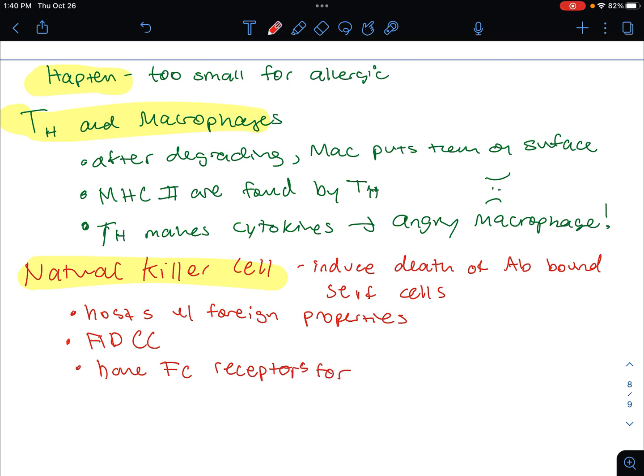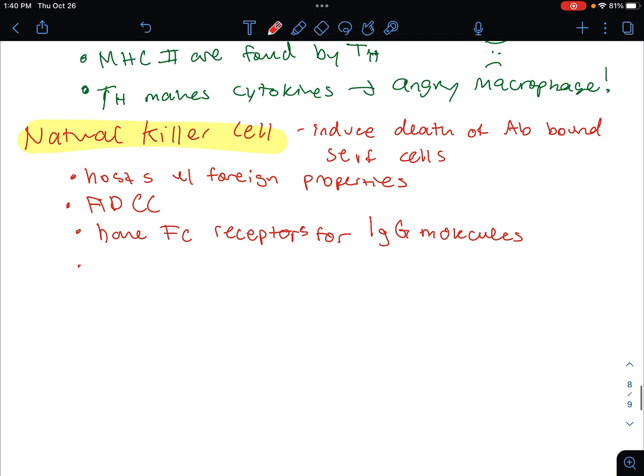This is one where you produce antibodies against a foreign protein on the surface of a cell. The antibodies are sticking there, and now that's going to attract this natural killer cell, which is then going to deliver a package of enzymes and toxins to kill that cell.